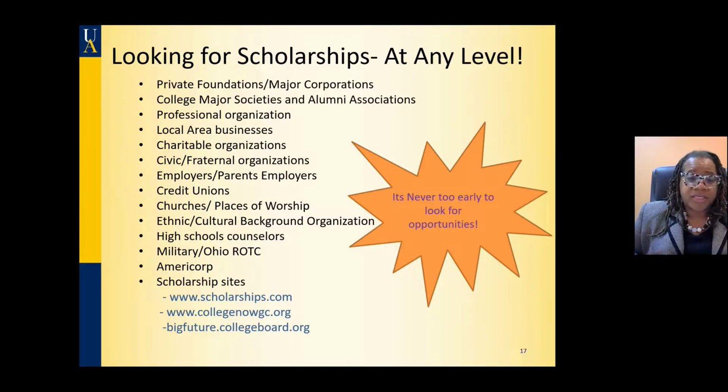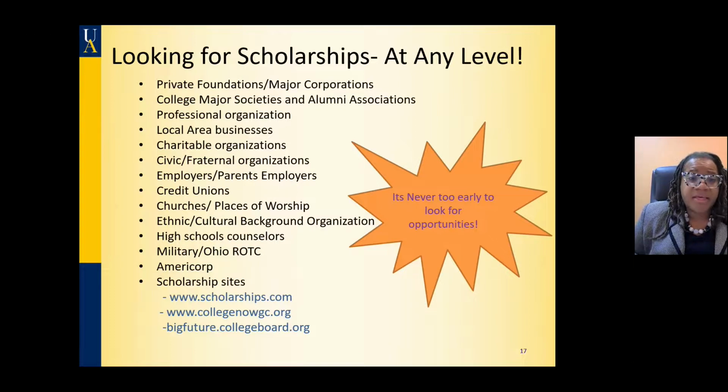Think about professional organizations. So let's say your student wants to be a nurse. Think about nursing professionals who want to give back to their community and increase the number of nurses. They tend to offer different types of scholarships for those students. Fraternal organizations, Masonic organizations, VFWs, Kiwanis clubs, places like that, again tend to offer different types of scholarship opportunities. You don't necessarily have to be a member of those organizations. You don't even necessarily have to know anyone who is in those organizations to apply for those scholarships. That's part of how they give back to the community, in the form of scholarships.